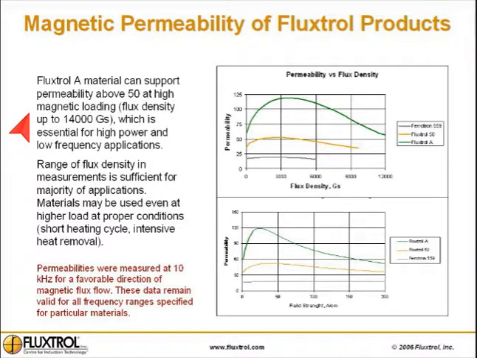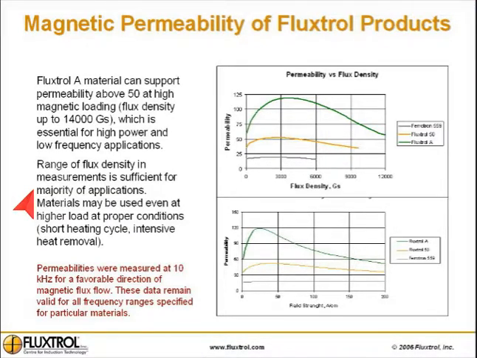Magnetic permeability of Fluxtrol products. Fluxtrol A material can support permeability above 50 at high magnetic loading, flux density up to 14,000 Gauss, which is essential for high power and low frequency applications.